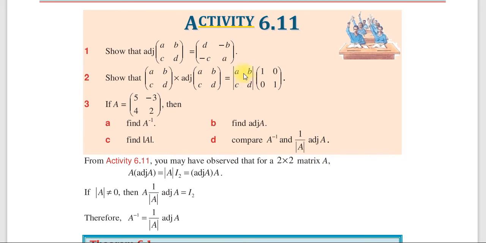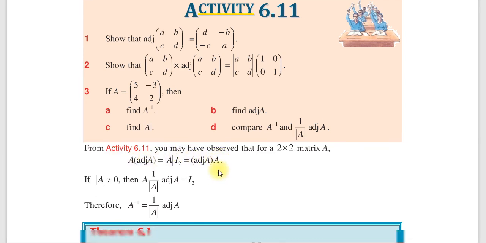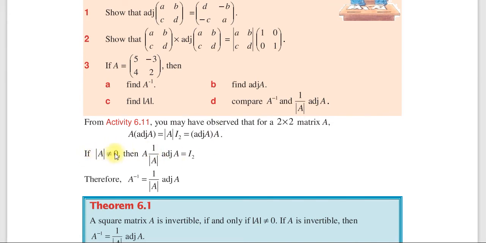Here A is the matrix, and the determinant of A is a number, times the identity matrix. It also showed that adjoint of A times A is the same as A times adjoint of A. If the determinant of A differs from 0, then A times 1 over the determinant of A times adjoint of A equals the identity matrix. So A inverse is 1 over the determinant of A times adjoint of A.